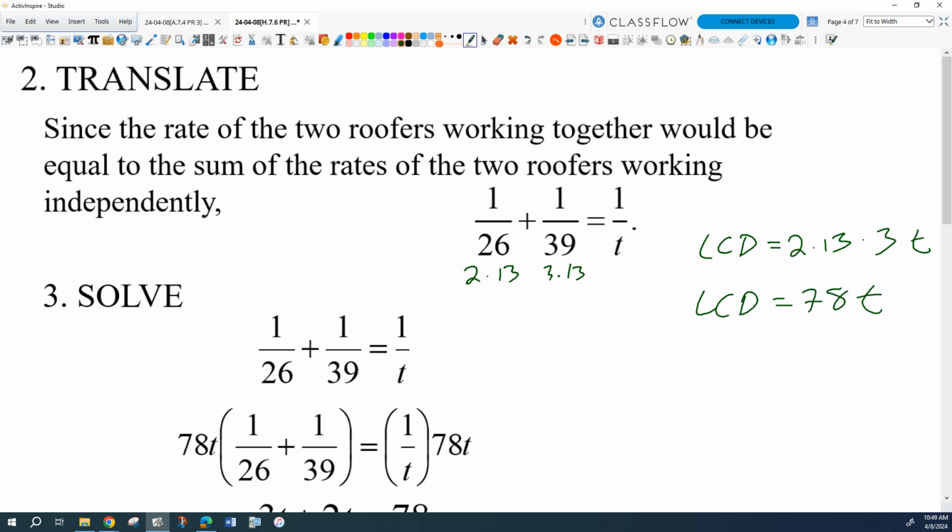Did we have to go through that whole process? I mean, you can, but you guys probably could have told me if you thought about this a little bit. If I asked you, what's the LCD of 26 and 39? You probably could have just come up with 78 by thinking about those numbers too, right? So 78 would be the smallest number that 26 and 39 divide into, and then I'd need to also have a t in there. Okay, give me thumbs on that. Does that make sense, coming up with that LCD?